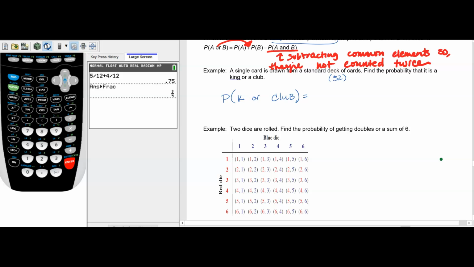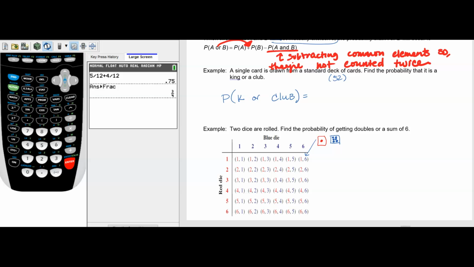Let's look at the dice example. This is a picture of what the sample space would look like if we rolled 2 dice. Imagine one was red and one was blue. For example, where you see parentheses 1, 6, let's say you rolled a 1 on the red die and a 6 on the blue die. That's what that means, okay? So let's look at the question.